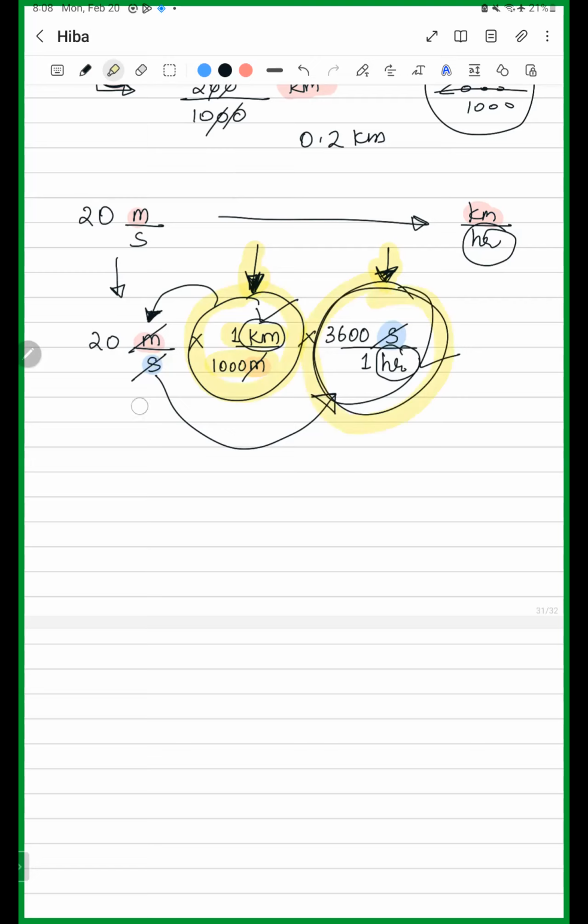I still didn't understand why there's meter. Bache, what is 1 kilometer equal to? 1,000 meters. That is why it's in the same fraction. Why are we taking 1 kilometer divided by 1,000? You said you understood this. This is the same thing.